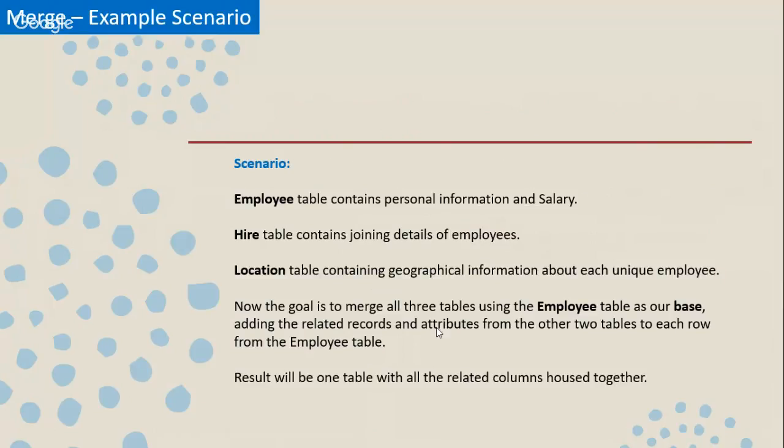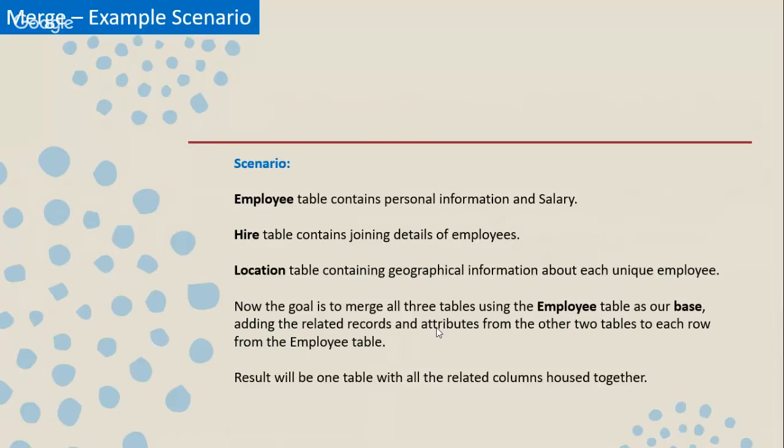The scenario is, we'll do one example with the available data set I have. I have an employee table which contains personal information and salary. The hire table contains the details of each employee, like when he joined and how many years he has been with the company, nothing but age in that particular company. And the location dimension is nothing but geographical information of each unique employee.